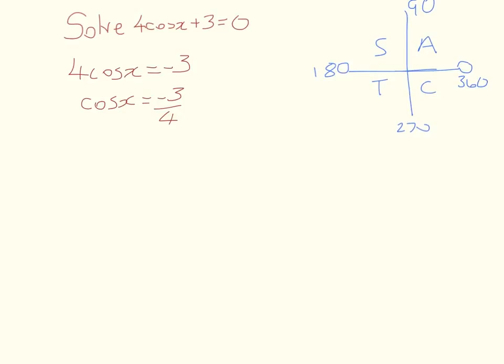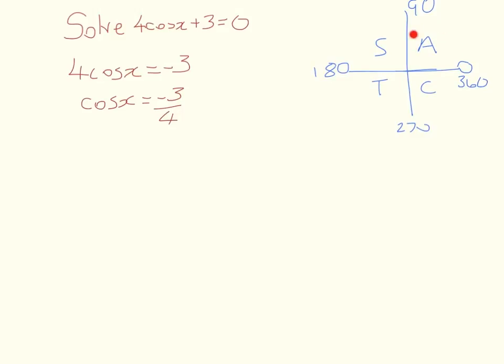Okay, at this point I need to stop, I need to pause, and I need to decide which quadrants this answer corresponds to. So I want to know which quadrants cos of x would have a negative value, because cos x is negative. So I need to look at my CAST diagram.